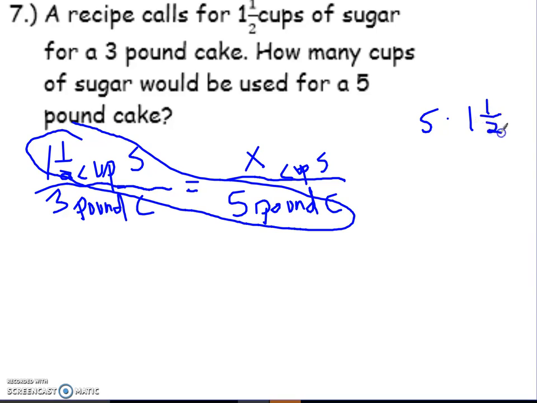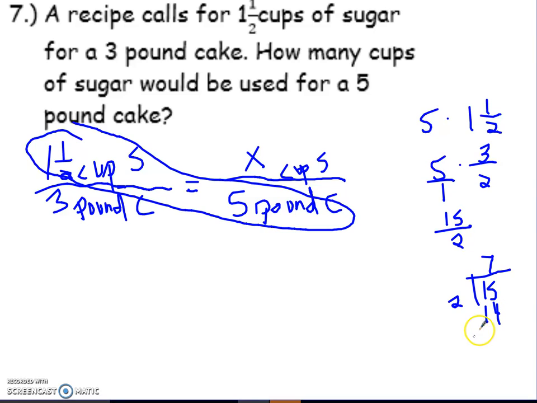We can make it improper. 2 times 1 is 2, plus 1 is 3. So we have 3 halves. 5 times 3 is 15. 1 times 2 is 2. We can divide it out. 2 goes in there 7 times. I get 7 1/2.